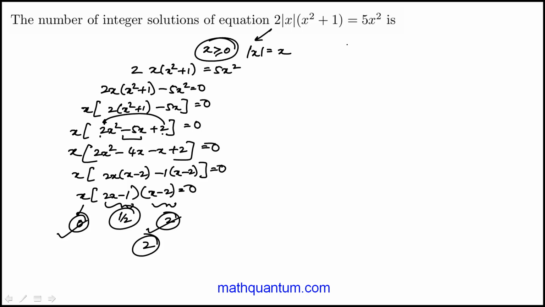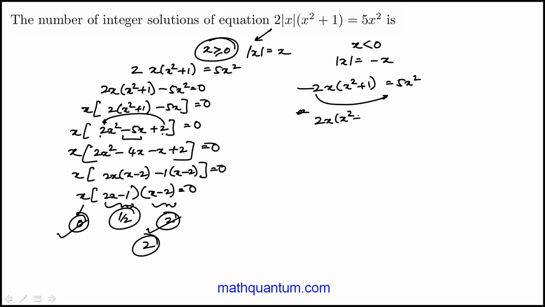We have to also consider the other case where x is negative. In that case, the absolute value of x is minus x. And this would become that. And I'll do the same thing. Actually, I'll move this to the other side. It doesn't really matter, but I just like to keep things with positive sign. Again, I'll factor out the x, and similarly we'll get a quadratic inside.